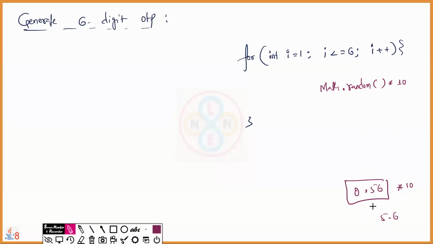Still a double value only, but 5.6 becomes correct. Then from this, get the single digit only, the non-decimal digit. That's where you have to typecast this entire value to integer. That means when we convert using explicit conversion, there will be a loss of data. The decimal part will be lost. Implicit conversion, no loss of data. Explicit conversion, there is a loss of data. What's lost here? The decimal part is lost. That's what we want. We don't want the decimal part.